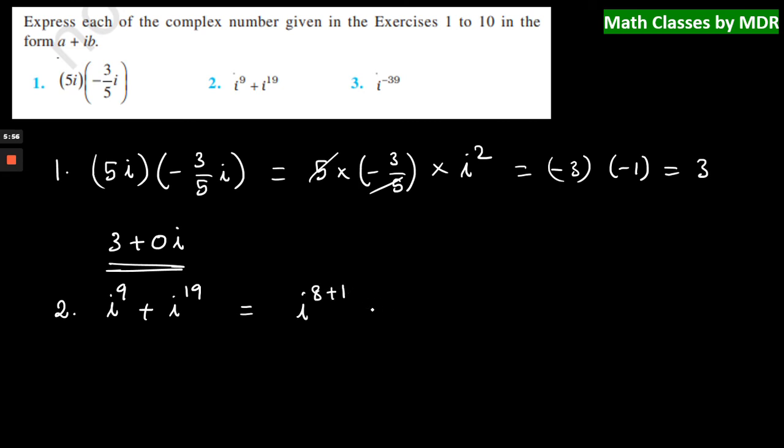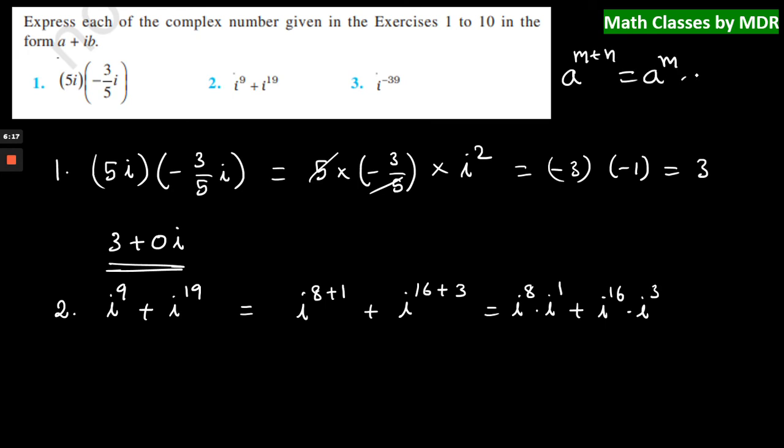Okay, just take the multiple of 4 plus the number, and here also just take the multiple of 4 which is nearest to 19, that is 16 plus 3. So I can write it as i to the power 8 into i to the power 1 plus i to the power 16 into i to the power 3, by using the property a to the power m plus n is nothing but a to the power m into a to the power n.